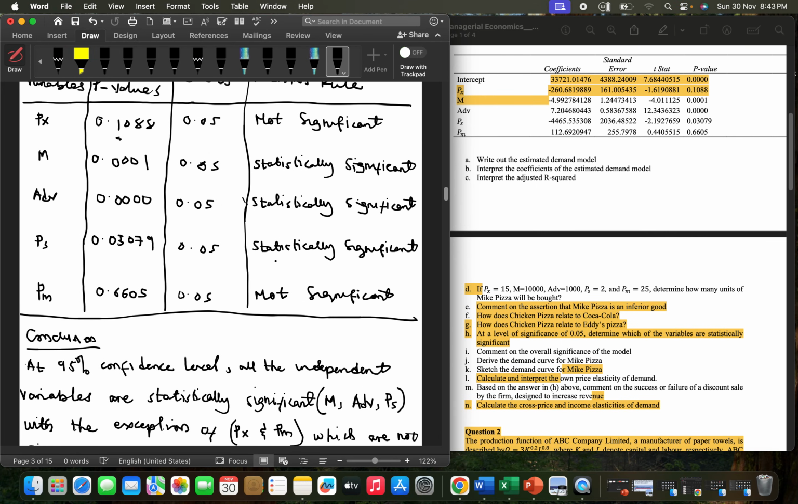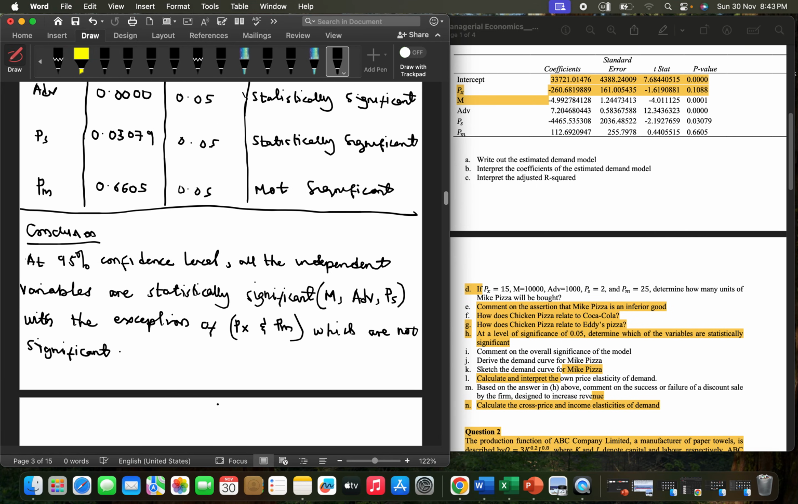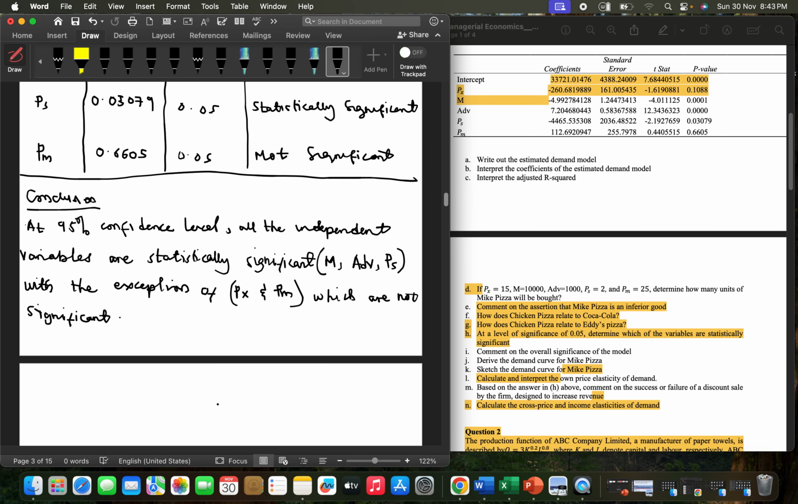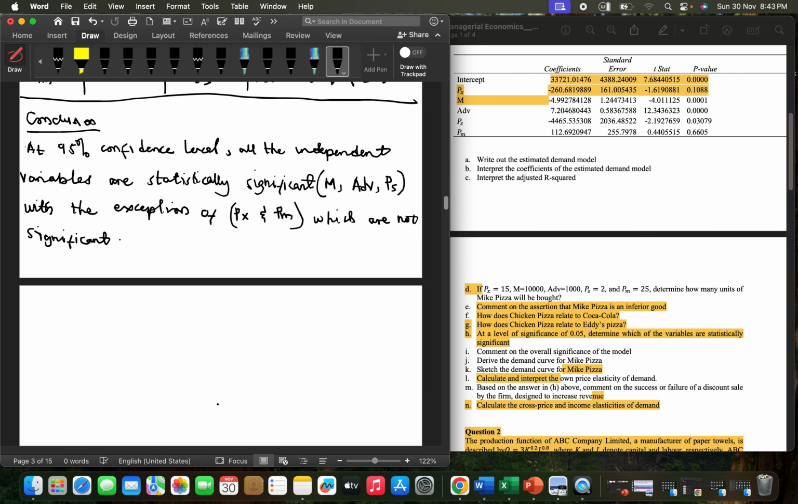So that's how we solve each part of the question. So we move on to the I part of the question. The I part comments on the overall significance of the model.